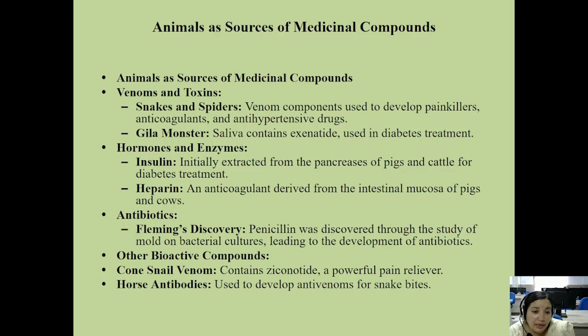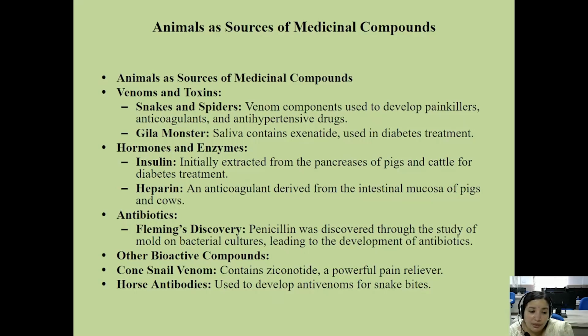Then heparin, an anticoagulant derived from the intestinal mucosa of pigs and cows, we have used as an anticoagulant medicine. The name is heparin. And for the making of antibiotics, we have used Fleming's discovery. Penicillin was discovered through the study of mold and bacterial cultures, leading to the development of antibiotics.